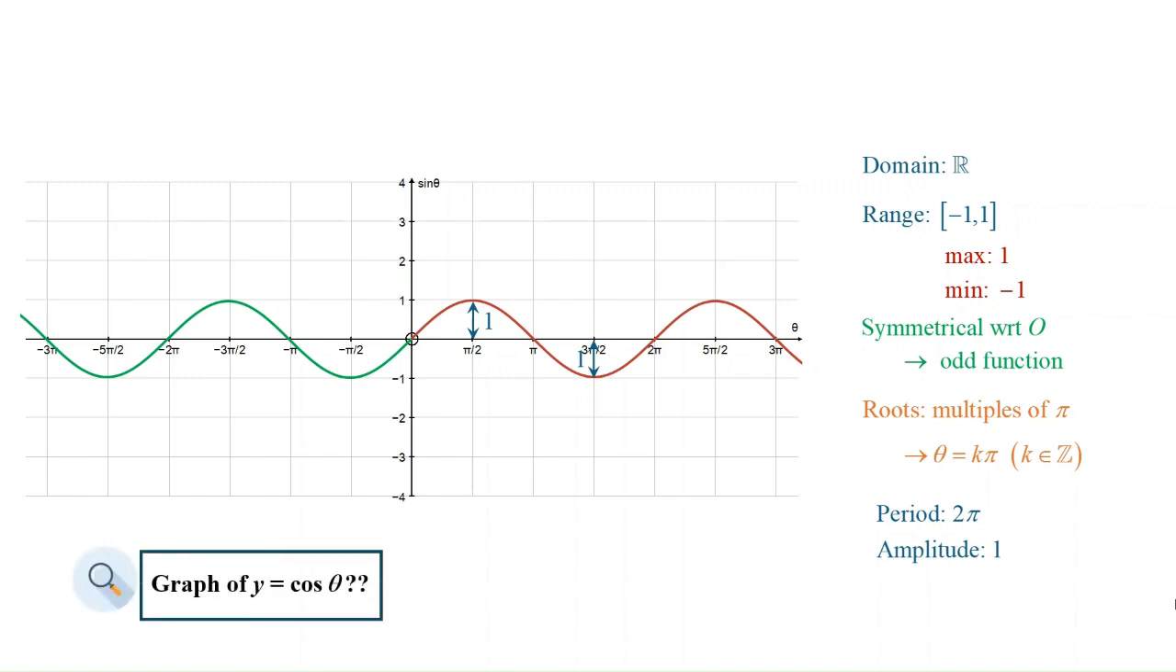Now, can you, in a similar way, use the unit circle to draw the graph of y equal to cosine theta?